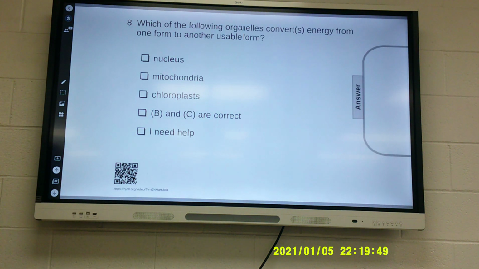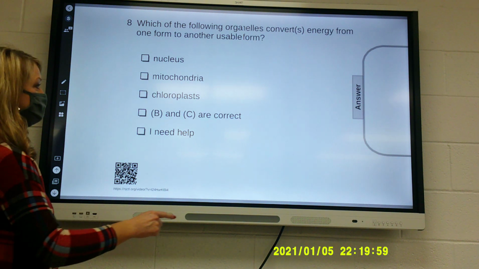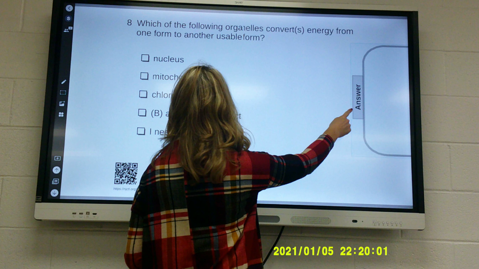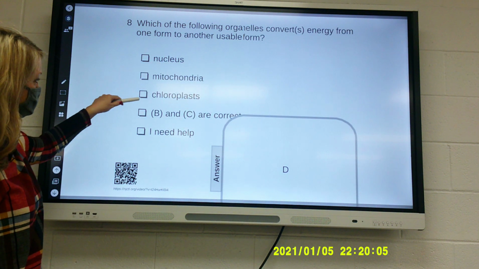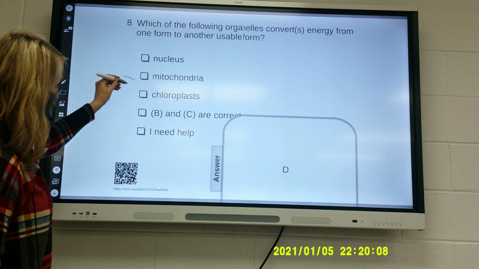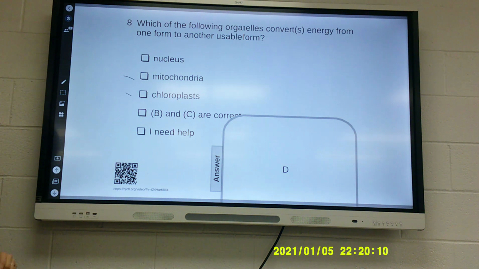Which of the following organelles converts energy from one form to another usable form? Nucleus, mitochondria, chloroplast. B and C are correct. Anybody? C? I just kind of guessed though. It's D. A, B, C, D. Both of these are correct. We just talked a whole lot about mitochondria and chloroplast.